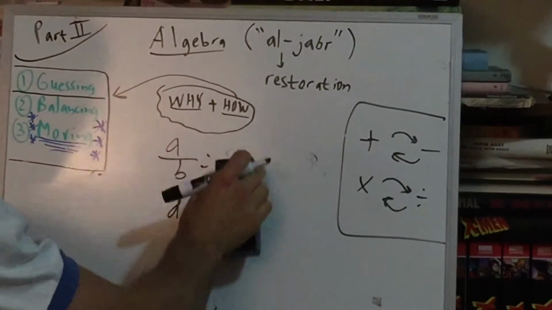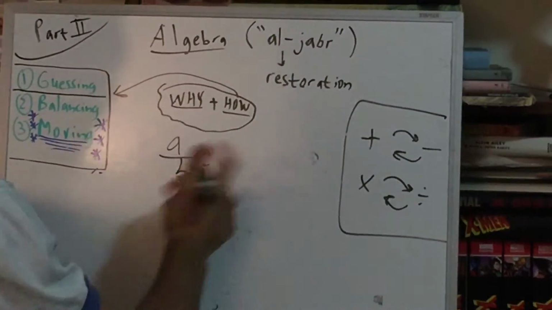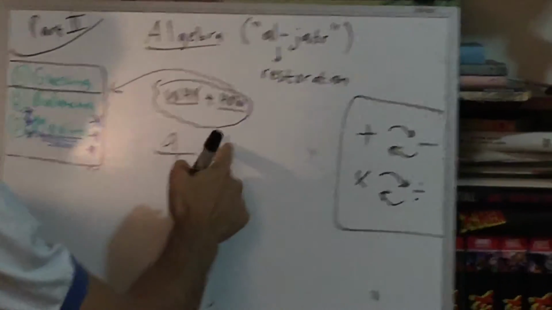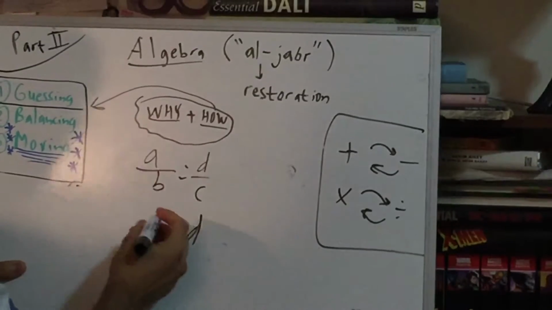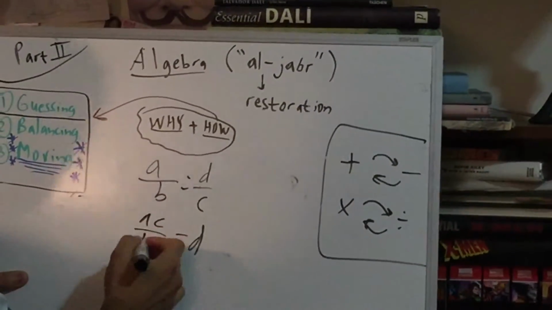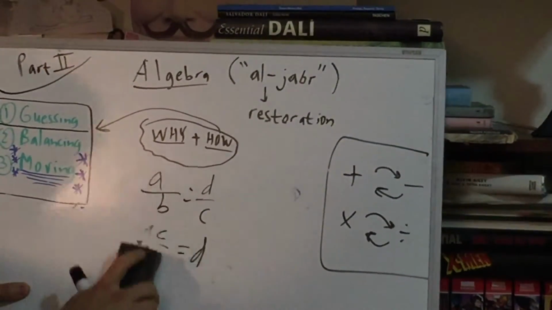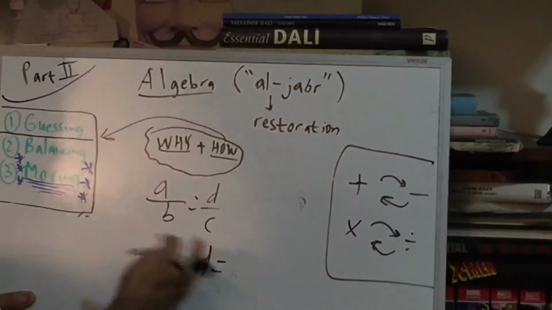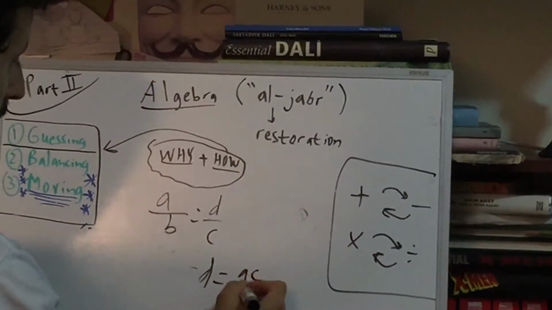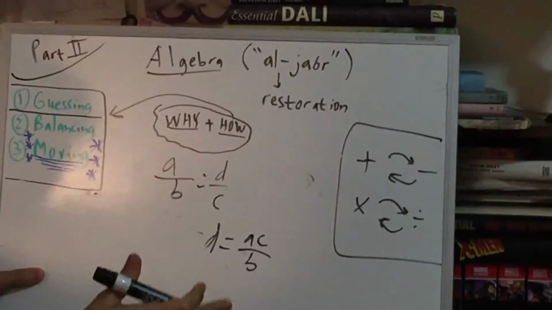Now if we had started with D over C, D's already on top, so we just have to move the C. So D would be equal to AC over B. And I prefer to write it the other way to the right, so we could express it as D is something, not something is D. And that's pretty much all there is to it.